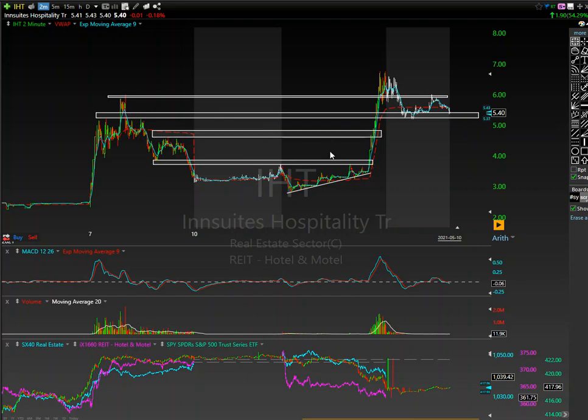This would be a checkpoint. This would be a checkpoint. This would be a checkpoint. And you can see that if you were trading long, those levels would have been hit. All right, so not bad.